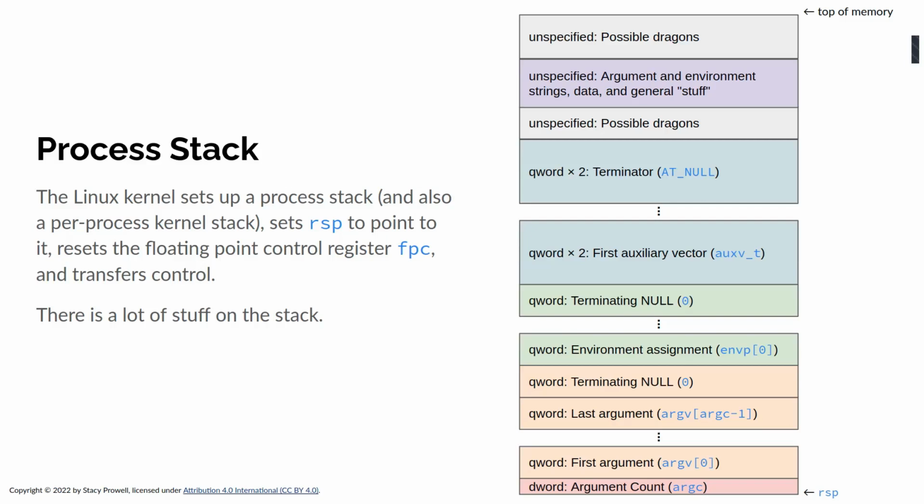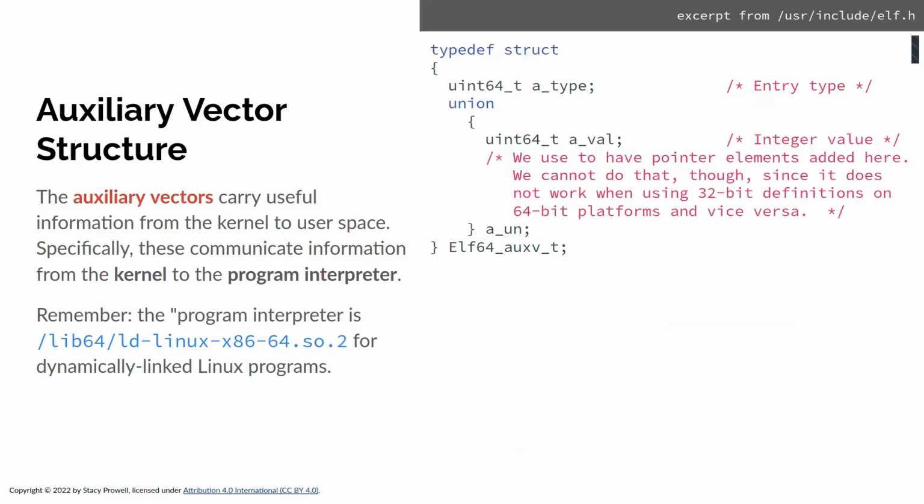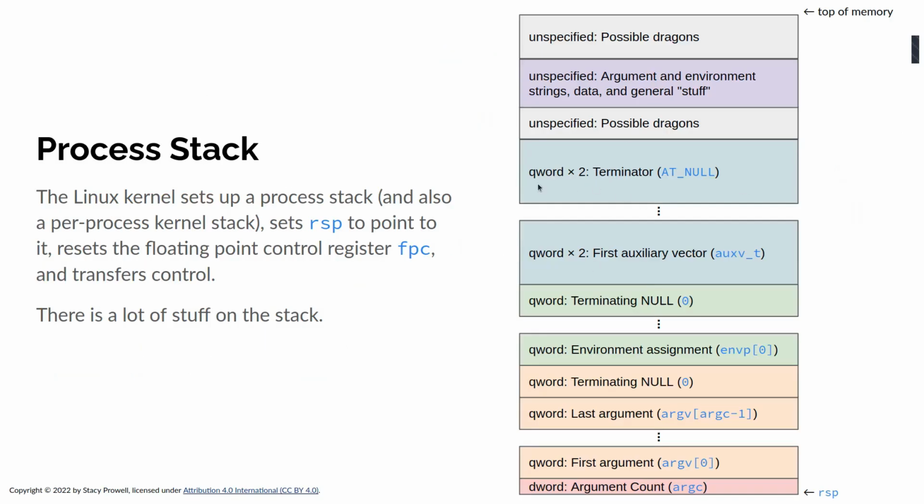How does it know? Is it going to go out and read your file? It's not going to do that. How does it know what to do? The dynamic loader gets its information through these auxiliary vectors right here. So the kernel has put on the stack.